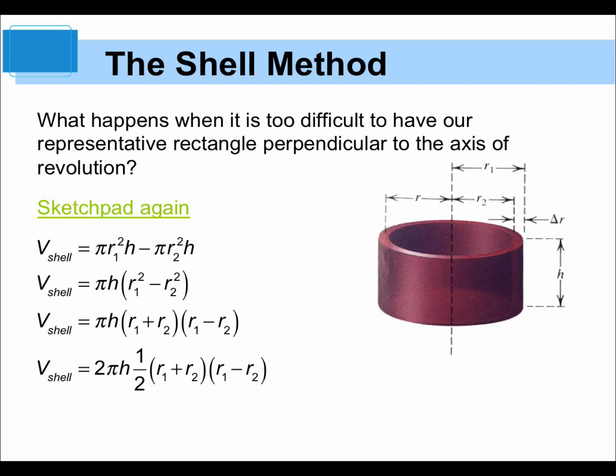What's R1 plus R2? R1 plus R2 divided by 2 is the average radius, which we're calling R. That's why all of a sudden a 2 appeared and a 1/2 appeared. I needed a 1/2 in there for this. I can't just randomly stick in 1/2s, but I can stick in a 2 if I stick in a 1/2.